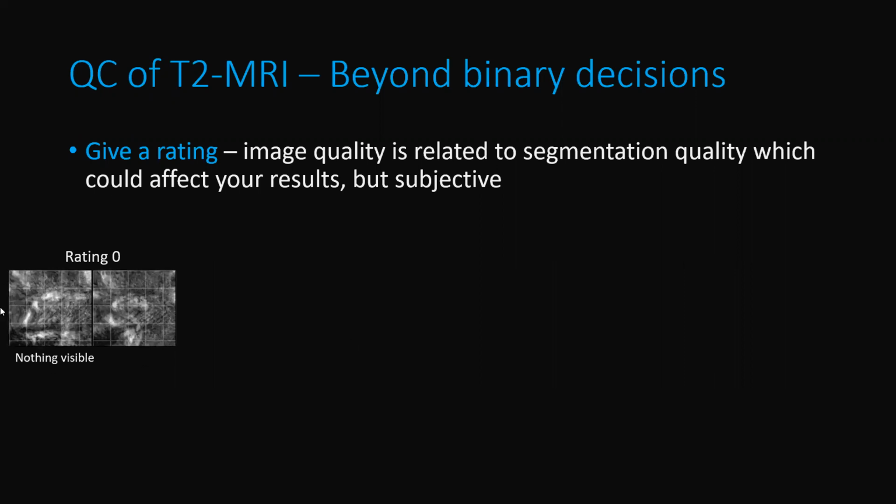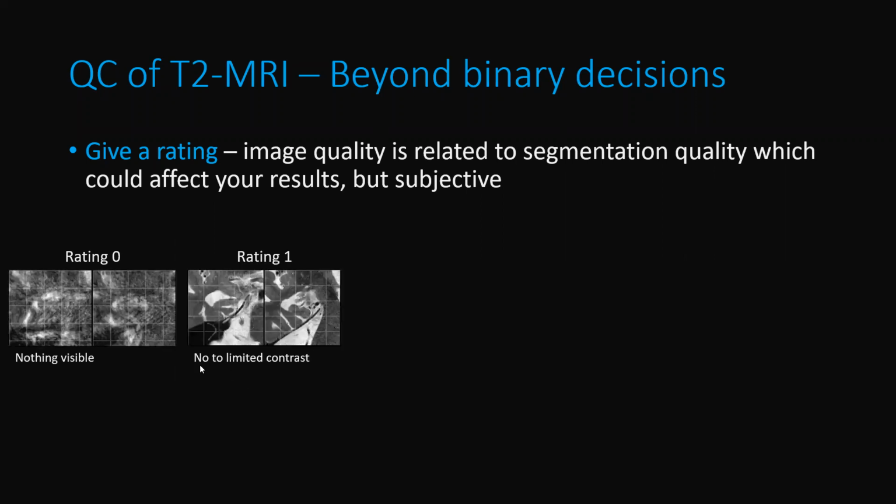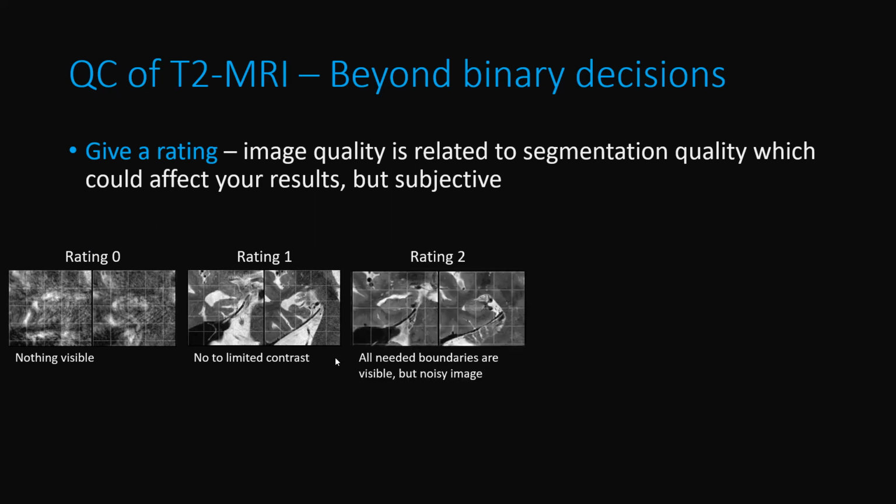So a rating of 0 is when you really have a terrible image and almost nothing is visible. A rating of 1 would be if you have almost no contrast. It's not a good image, but it's of course a little bit better than 0, but both 0 and 1 would mean exclude. A 2 is if you see all boundaries that you need, but it's quite a noisy image.